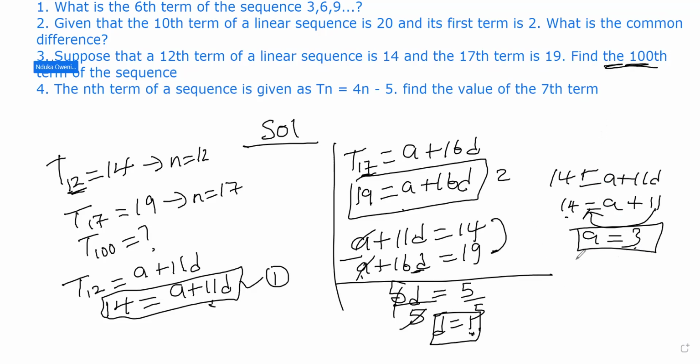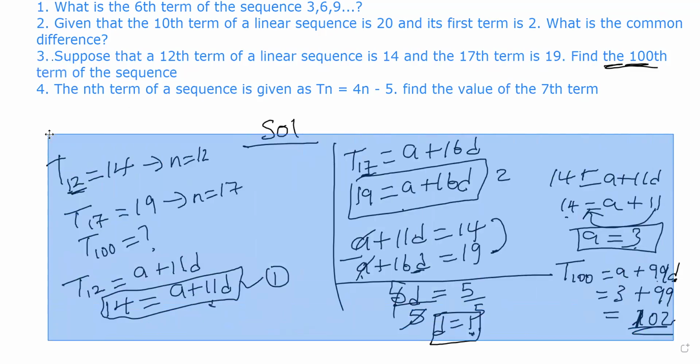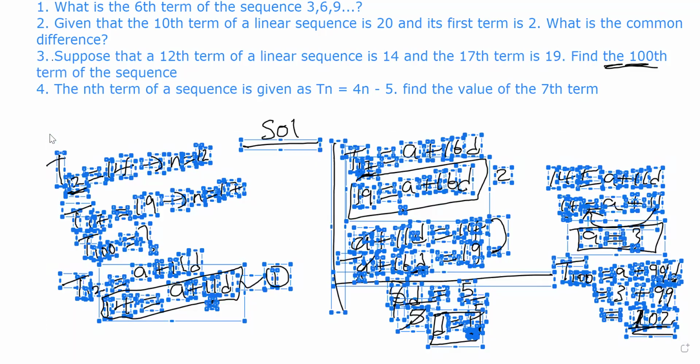So how do I get the 100th term? T100 is A plus 99D. What is our A? 3. What is our D? 1. So 1 times 99 will give you 99. So that gives us 102. So our 100th term is 102. So let's proceed to the last question.